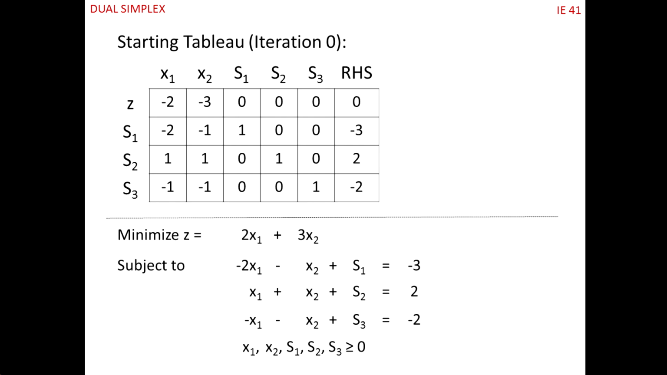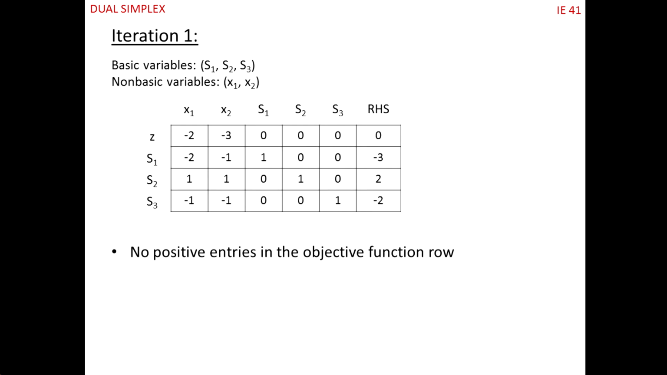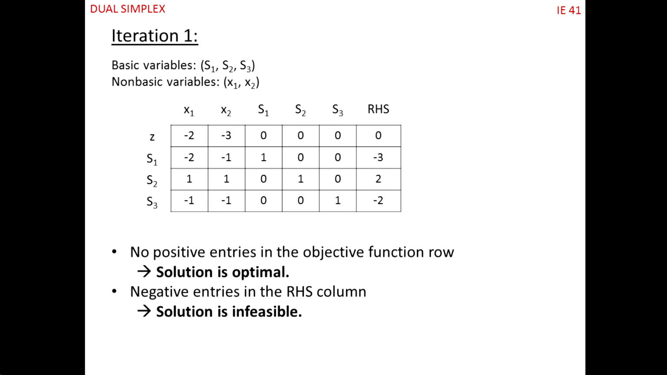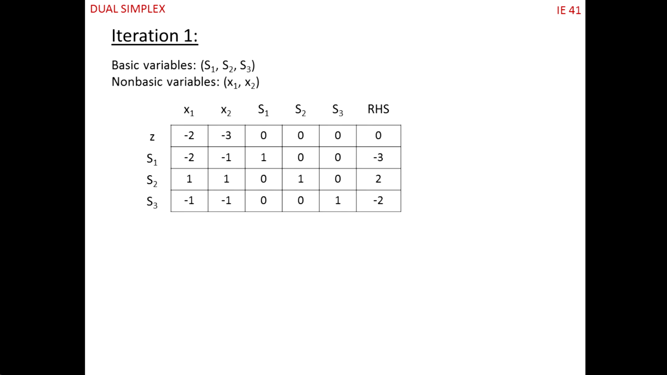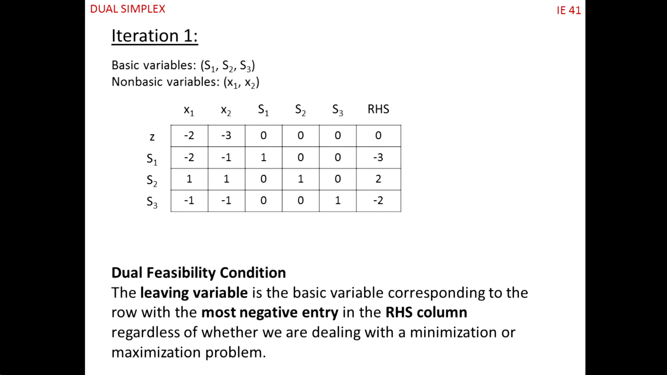To perform dual simplex, it is necessary to begin with a solution that is both optimal and infeasible. Since none of the objective function row entries are positive for the minimization problem, the solution at this iteration is optimal. Furthermore, the solution is infeasible because there are negative entries in the right-hand side column. The requirements for dual simplex have been met, and we can begin the algorithm. For each iteration, we apply the dual feasibility condition, which is used to determine the leaving variable, and the dual optimality condition, which is used to determine the entering variable.